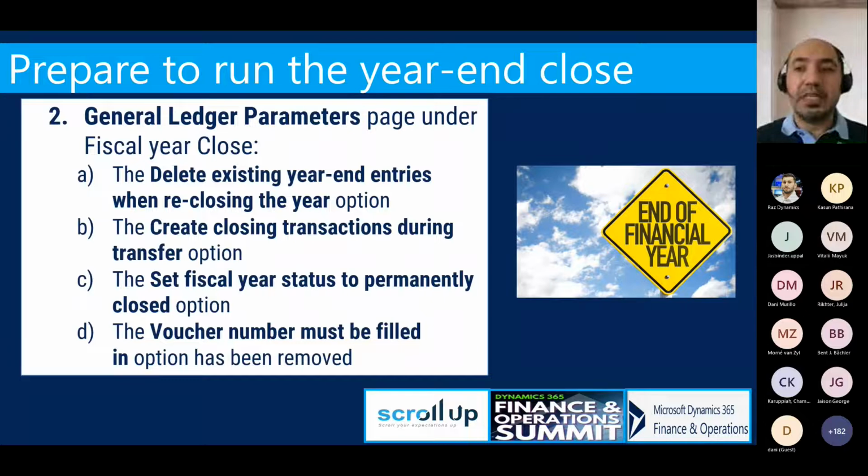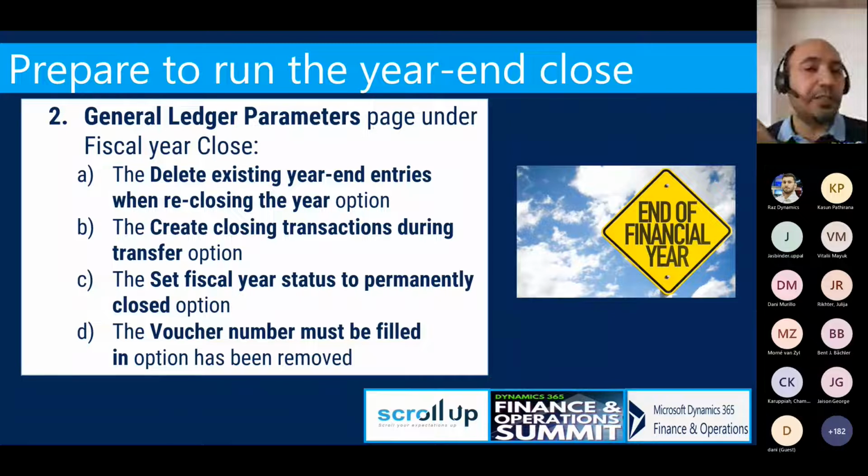Okay, then on the general ledger parameters page, under the fiscal year close. In the general ledger parameters, there is a fiscal year close in the general tab. You have several fields that you have to set, and these are very important, guys. This is why I would like to spend a little bit of time here to explain these fields available on the general ledger parameters. I'm going to show you where they are, but you have to understand the impact of each one of them because you decide about that.